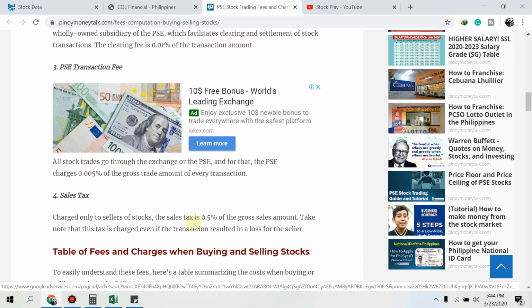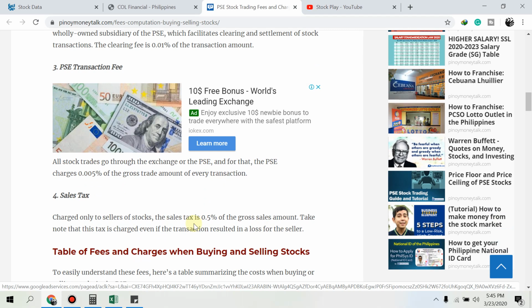Then, for number 5, we have sales tax. It is charged only to sellers of stocks. And the sales tax is 0.5% of the gross sales amount. So, uulitin natin guys, si gross trade amount is equal to price per share multiplied by the number of shares na bibilhin natin.